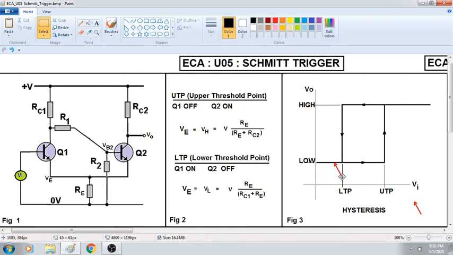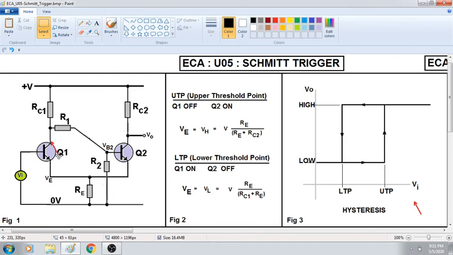You can see here at the upper threshold point, output will go high. Now what happens to the emitter voltage here? Emitter voltage will no longer be V into RE by RE plus RC2, because we already calculated when Q1 is on and Q2 is off, this condition will prevail. So the emitter voltage has changed from the upper threshold point to lower threshold point. That is the key point in understanding the Schmitt trigger.